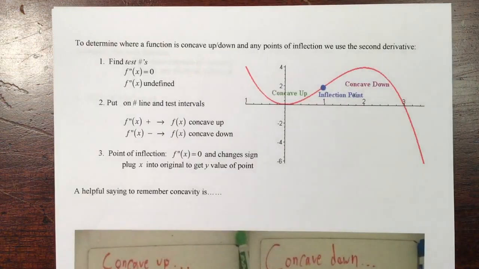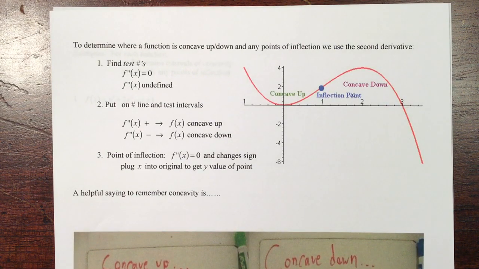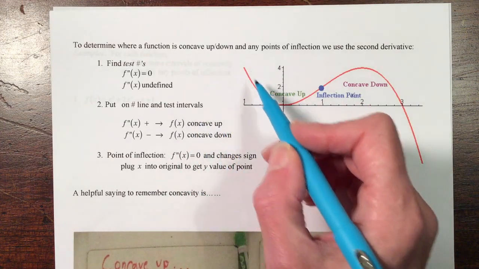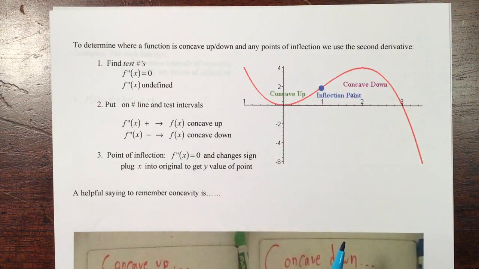So let's talk about some of the steps we're going to take when we're working through an example. Basically, it's going to be the same as the first derivative test. The second derivative does not really have a special name. It's just like test for concavity. Concave up, concave down, inflection point.